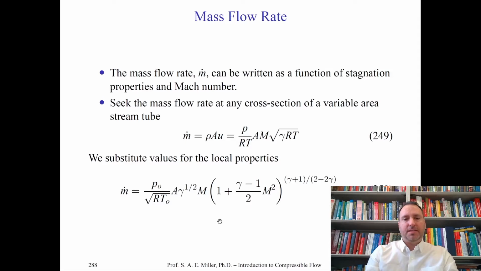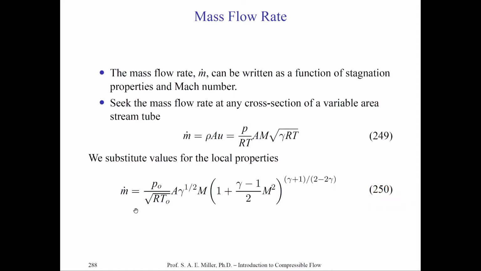Now, let's go to the next step where we isolate and remove properties and write this in terms of local properties and stagnation conditions. This is what we find in equation 250 in particular. We'll have m dot over p naught square root of R T naught times A to gamma half power times M times 1 plus gamma minus 1 over 2 M squared to the power of gamma plus 1 over 2 minus 2 gamma. How did we do this? We simply replaced our static relations with those of total relations with respect to Mach number and gamma of the previous analysis. And that's all we've really done. Then we simplify the equation. You can try this out for yourself, and it's a homework problem.